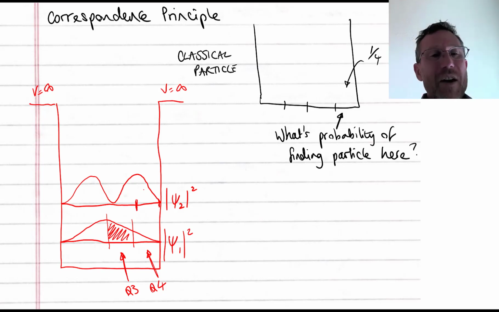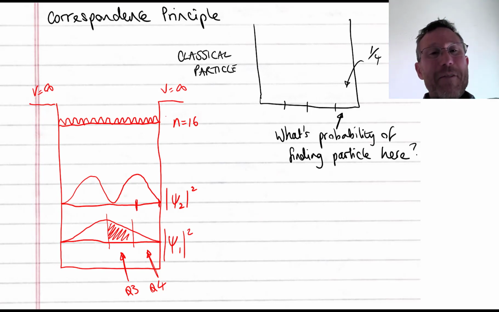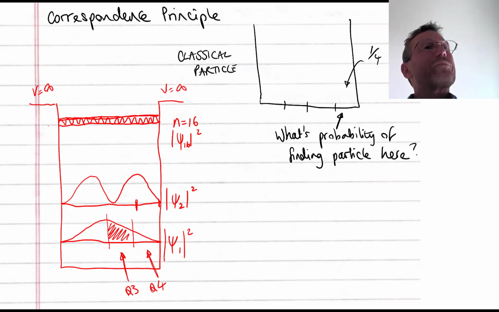section of the box. And in fact, let's extrapolate to maybe n is equal to 16, right? n is equal to 16 would have 15 nodes. This is going to be a pain to draw. And what we find with n is equal to 16, and this would be psi 16 squared, is that the probability starts to become more evenly distributed over the length of the box.